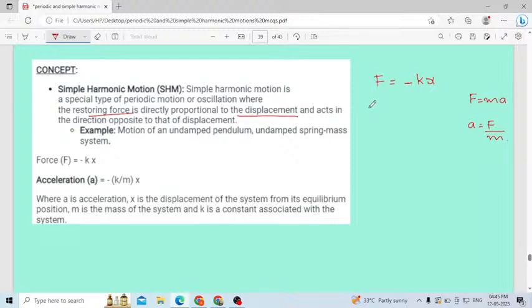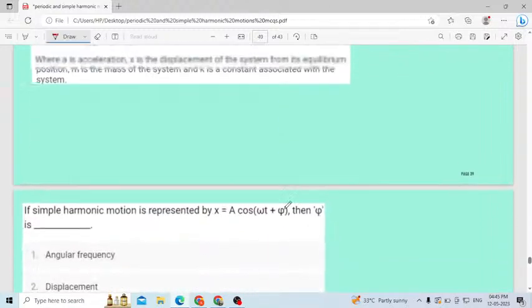F is equal to ma. I will write here ma, it will be minus kx. Then I will keep only acceleration: a equals minus k divided by m into x. Where a is the acceleration, x is the displacement of the system from its equilibrium position, m is the mass, k is the constant of the system.